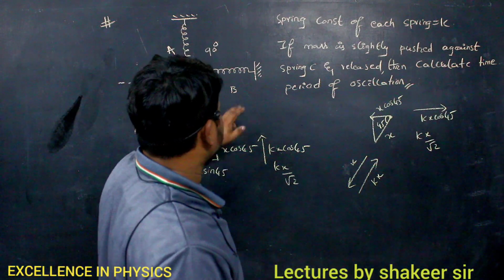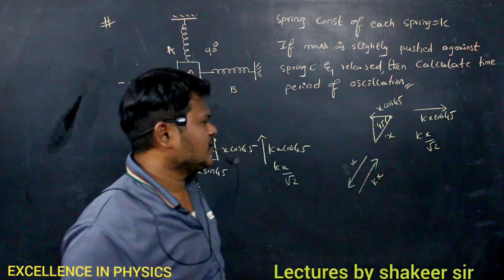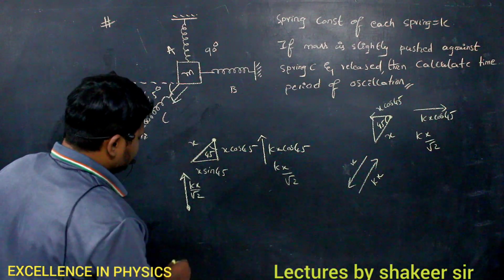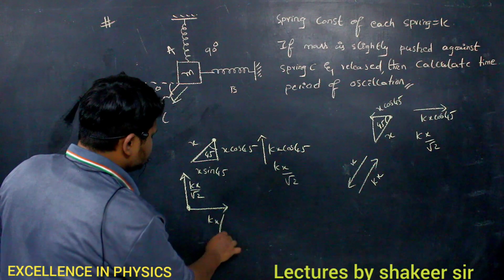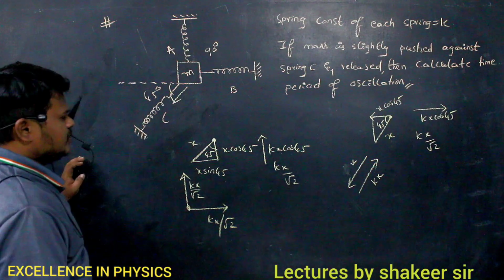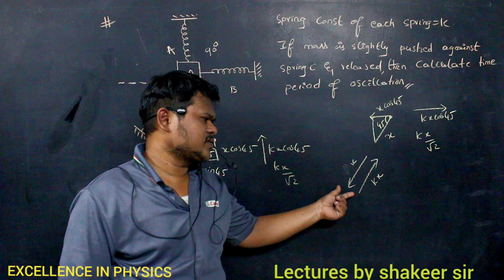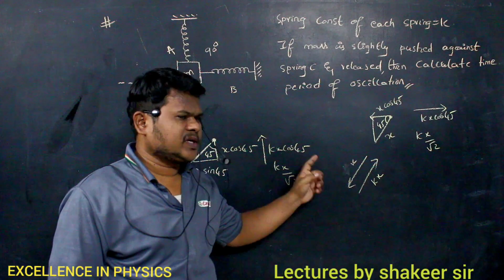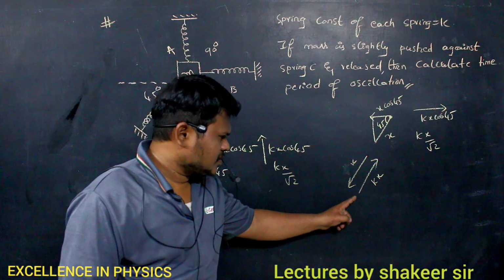And because of the elongation produced in spring B, the restoring force produced in spring B will be kx cos 45 only, and this will be in this direction. So this is also kx divided by root 2. Clear? Now what about the restoring force produced in the mass because of the compression which is produced in spring C? So that is in this direction.